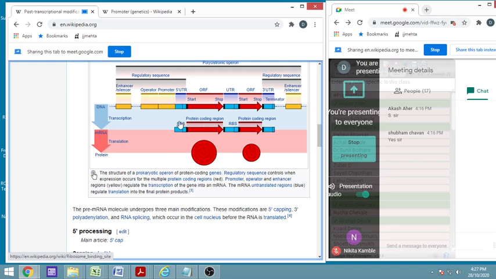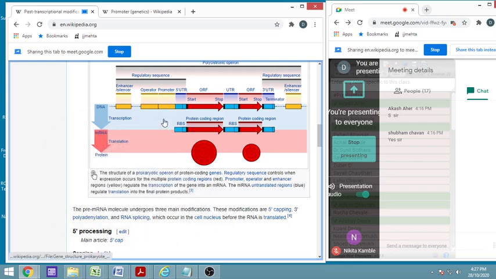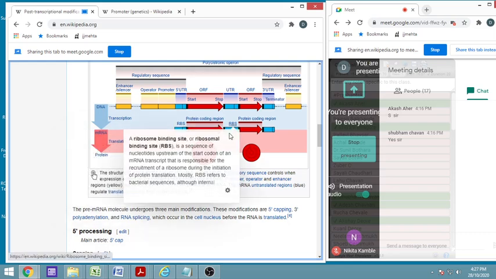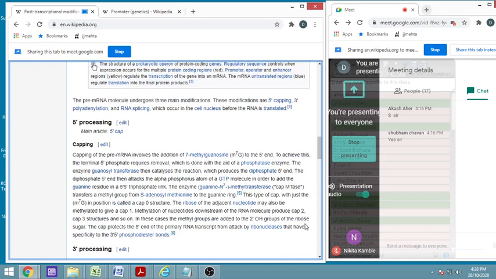Now, this one is having the ribosomal binding site initially. Here also it will be a ribosomal binding site, and from this ribosomal binding site, the next process will be the coding for a particular protein. We shall see translation later. This protein will be formed according to this.